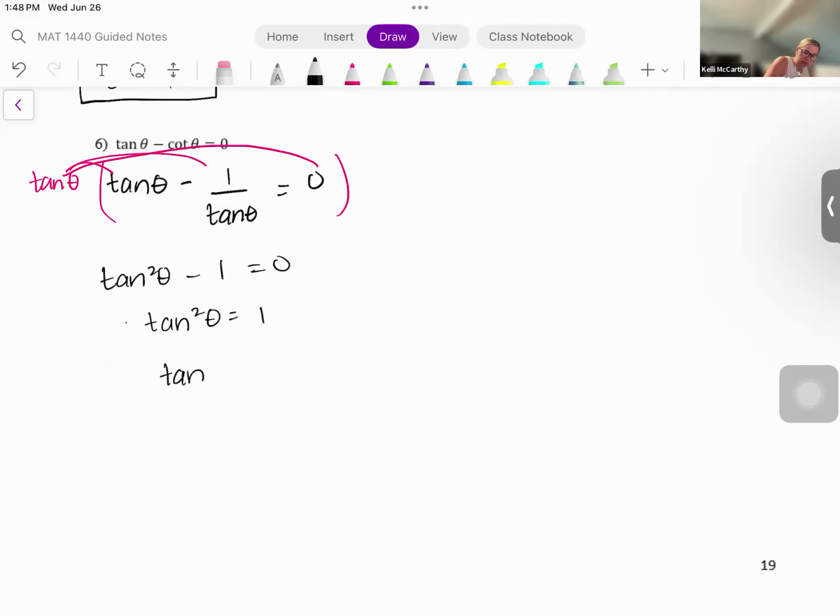Taking the square root of both sides, adding our plus or minus, tangent theta is equal to plus or minus 1. So we're, again, looking at plus or minus values for tangent function. We're going to be in all 4 quadrants. The only place where we get a ratio of 1 for tangent is when sine and cosine are the same. So that's going to be pi over 4, 3 pi over 4, 5 pi over 4, and 7 pi over 4.